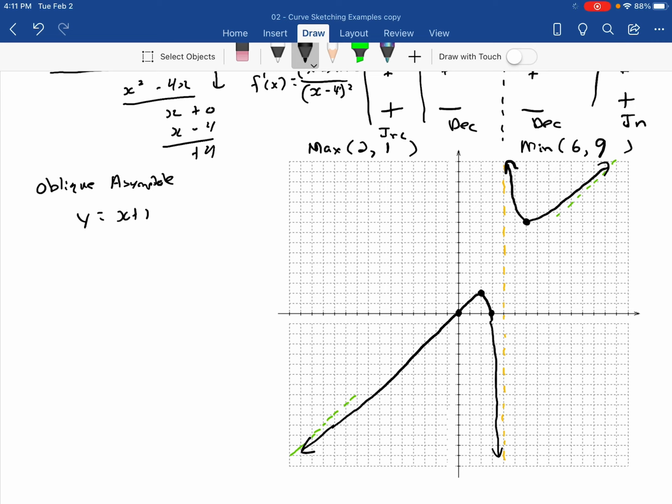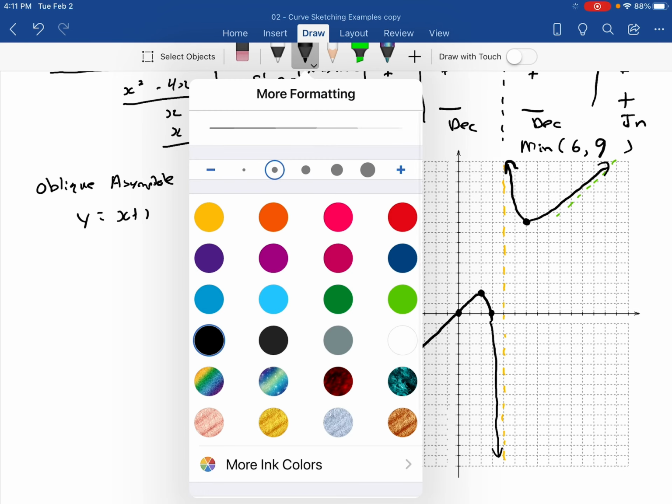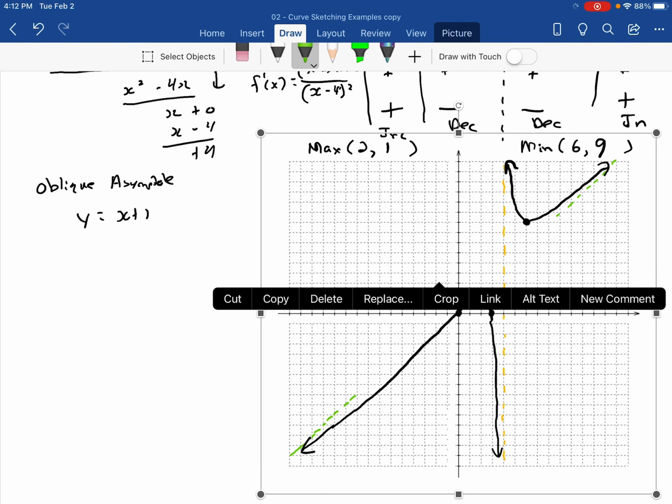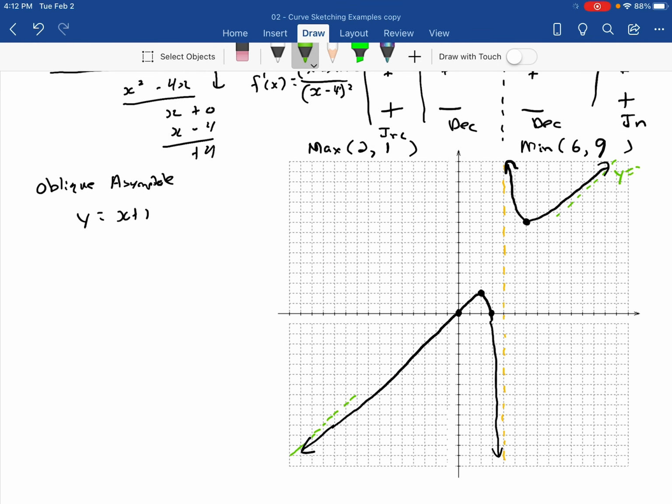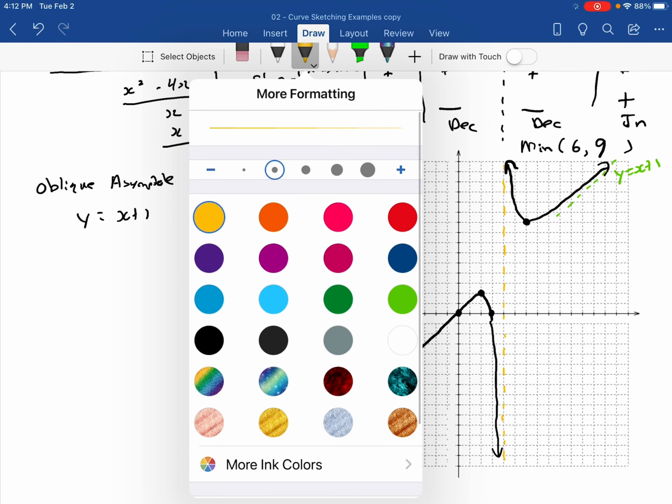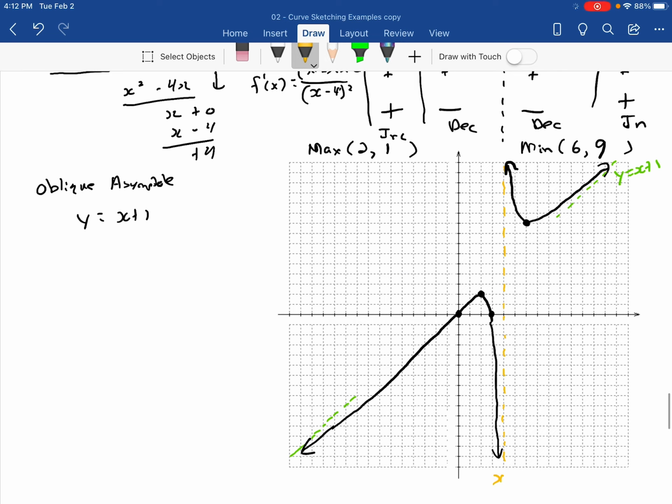Now, different teachers, different profs are different. Some like to label everything. So I'll agree and I'll write it all on there. But I'm going to tell you my own personal feelings on some of this. I'm going to write in the same color I did here. I like this other color here. I'm going to write y equals x plus 1, that oblique asymptote. And I'm definitely going to write in another color here so you can see it. I definitely like having the vertical asymptote written on there.